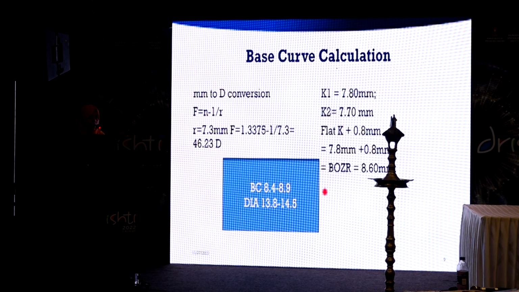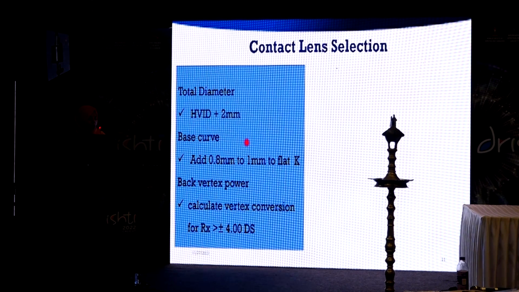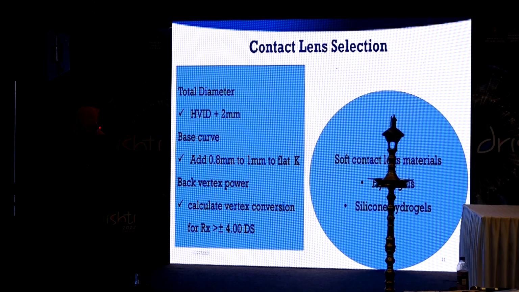This is a range which is selling. It depends upon the company. It will vary. And also contact lens selection: base curve, total diameter, and also the back vertex power. So if we are calculating the total diameter, we have to take HVID plus 2, and for base curve we have to add 0.8 to 1 to flat K. And back vertex power has to be calculated with the vertex conversion for spectacle refraction plus or minus 4 diopter. And the material can be chosen from hydrogels and silicone hydrogels.